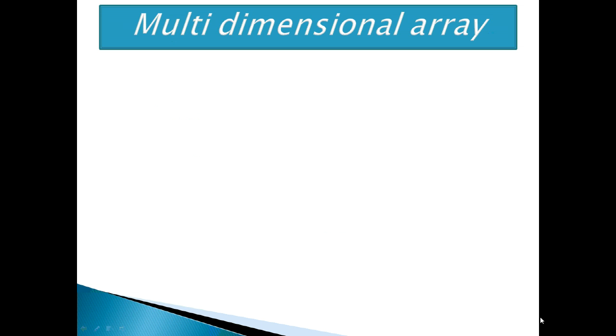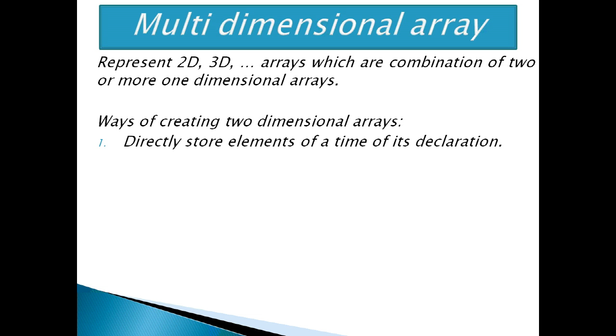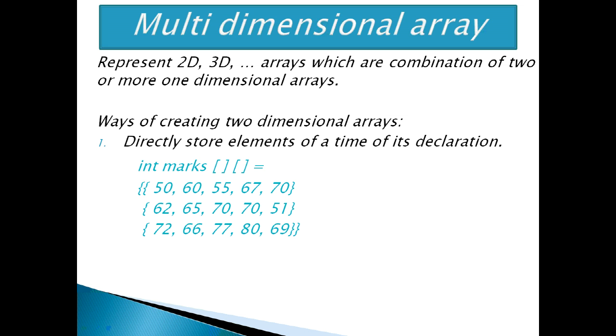Next is the multi-dimensional array. A multi-dimensional array represents 2D, 3D arrays, which are a combination of several earlier type of arrays. For example, it's a combination of two or more one-dimensional arrays. There are some ways of creating a two-dimensional array. We can declare a two-dimensional array and directly store elements at the time of its declaration. For example, this way we can declare a two-dimensional array.